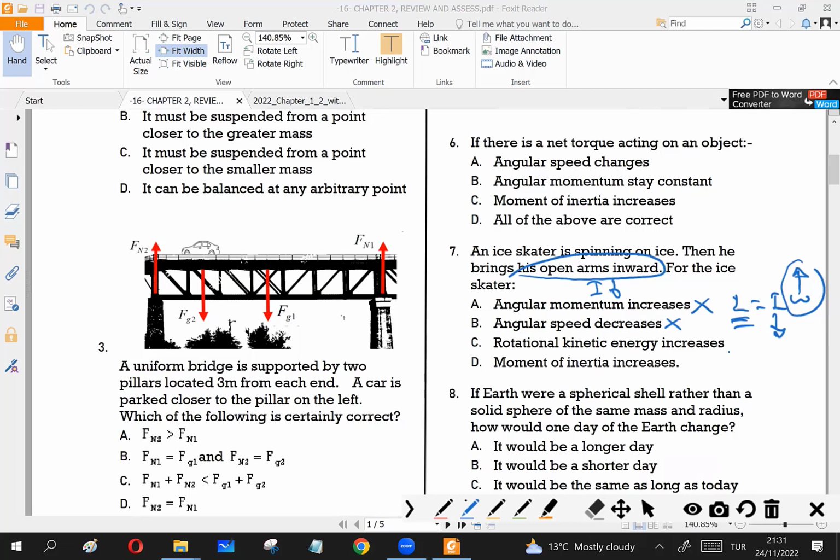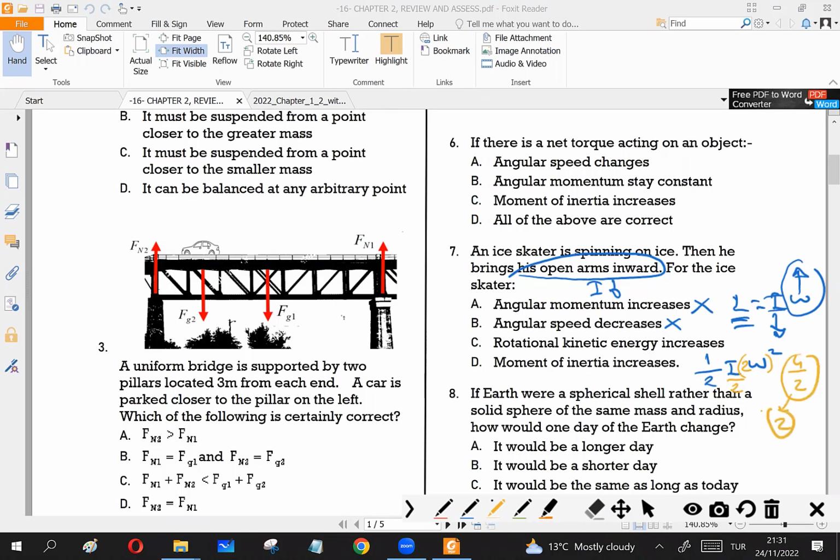Rotational kinetic energy increases. Yes, rotational kinetic energy increases. You can write the equation: rotational kinetic energy is 1 over 2 I omega squared. Omega increases by the same factor by which I decreases. If moment of inertia decreases by 2, angular speed increases by 2, but angular speed has a square. That's why the square of 2 is 4. The moment of inertia decreases by 2, so 4 over 2, result is 2.